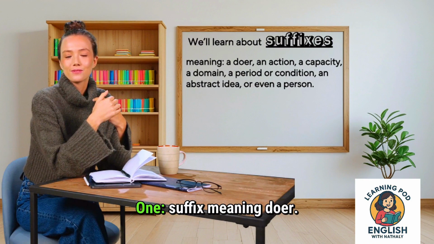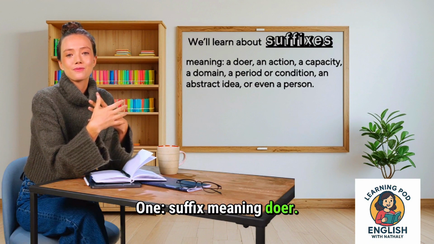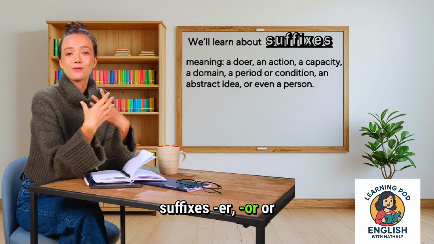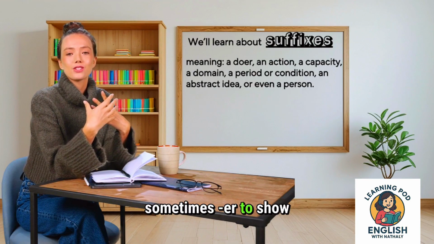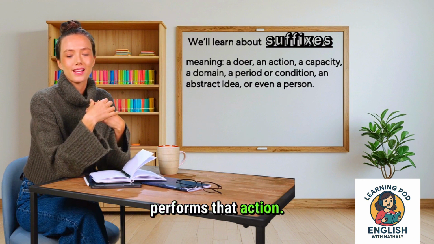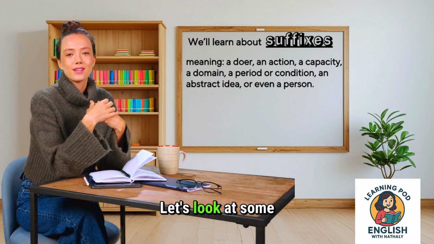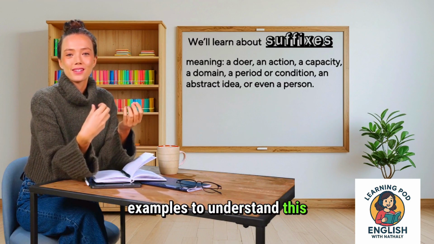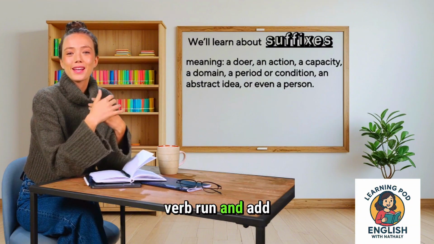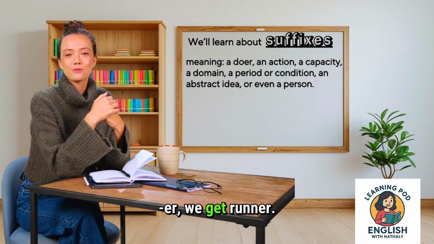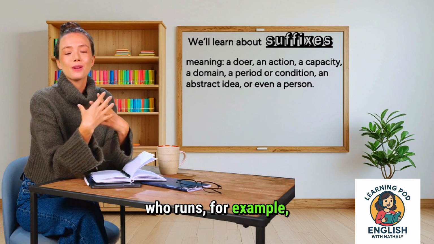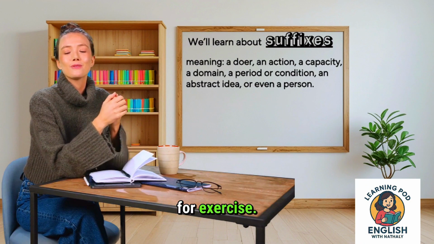1. Suffix meaning doer. We usually use the suffixes er, or, or sometimes ar, to show the doer of an action, the person who performs that action. Let's look at some examples to understand this clearly. When we take the verb run and add er, we get runner. A runner is someone who runs, for example, in a race or for exercise.